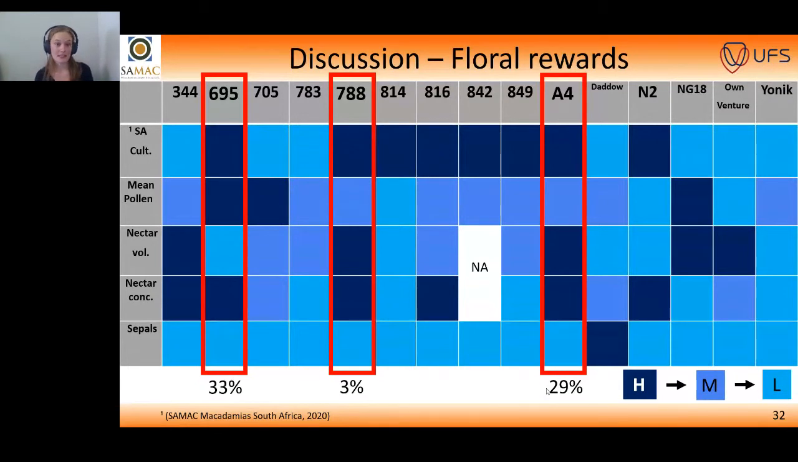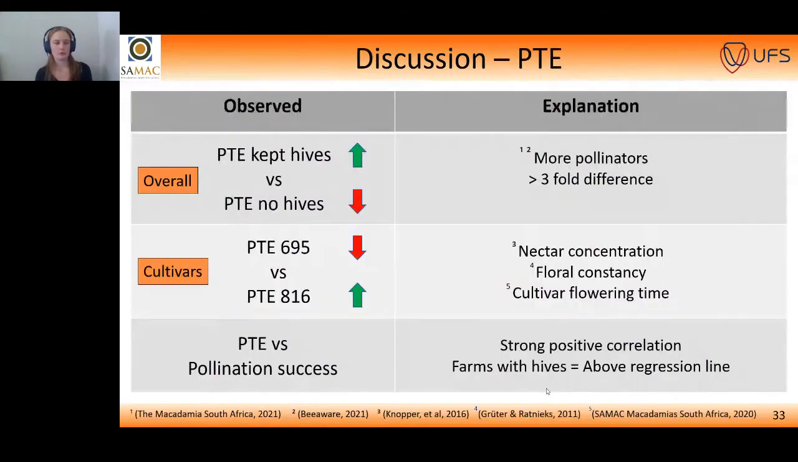When we look at the PTE, we see that overall, the PTE on farms that bring in kept hives was much larger than the PTE on farms that did not bring in kept hives. This can simply be explained by the fact that on farms where there are more bees, there are more pollinators and more pollination is occurring, therefore leading to a higher PTE value. This was also kind of confirmed and backed up by a statement released by Dr. Hanley Human from the University of Pretoria. She stated in a publication that pollination does depend on pollinator populations, and any decrease in pollinator populations will lead to a decrease in yield.